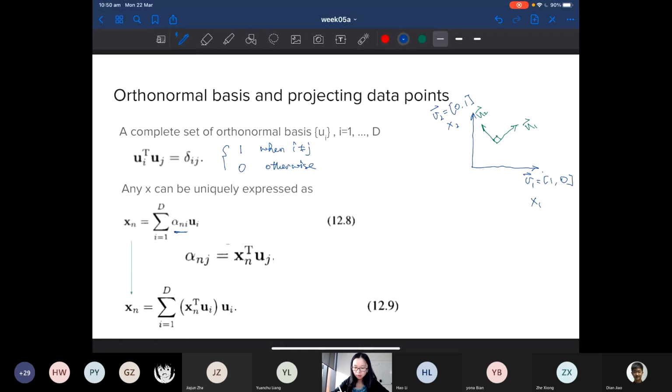And the original bases are, of course, perpendicular to each other. And what these equations essentially say is that any data point x, in the original coordinate system, has a unique projection. So it's basically the x and y, the horizontal and vertical coordinate system.